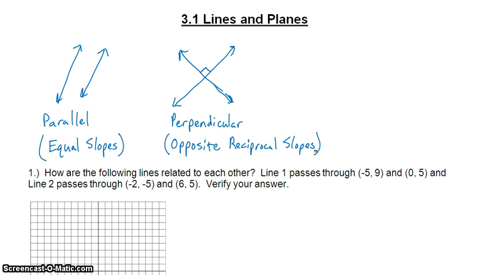A third possibility for two lines in a plane is when the lines aren't parallel and aren't perpendicular. If they're not parallel, that means that the two lines intersect. If they're not perpendicular, this angle created is not a right angle. Two lines that are not parallel and not perpendicular are called oblique lines.